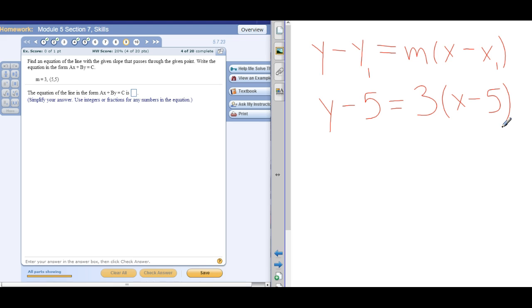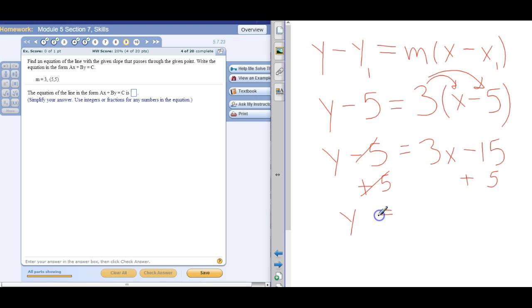But we don't want it in point slope form. We want it in this ax plus by equals c form of the standard form. So the first thing we need to do is distribute this 3 through to get rid of the parentheses, because there's no parentheses in that ax plus by equals c form. So we're going to have y minus 5 equals 3x. All right, 3 times x is 3x, and then 3 times -5 is -15. All right, and then I'm going to move this 5 over. I'm going to add 5 to both sides to temporarily get y by itself.